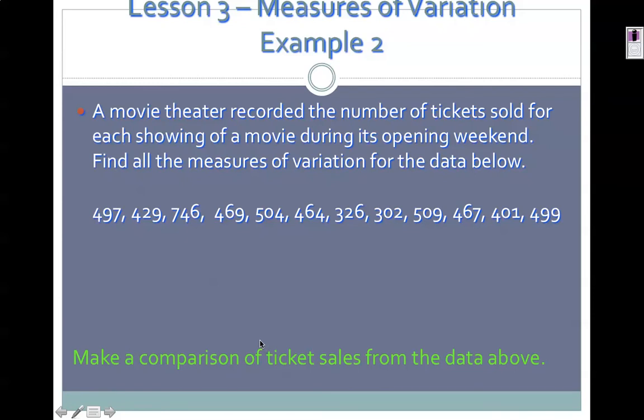All right, example number 2. It says a movie theater recorded the number of tickets sold for each showing of a movie during its opening weekend. Find all the measures of variation for the data below. So that means I have to do my 5-number summary plus my range and interquartile range.